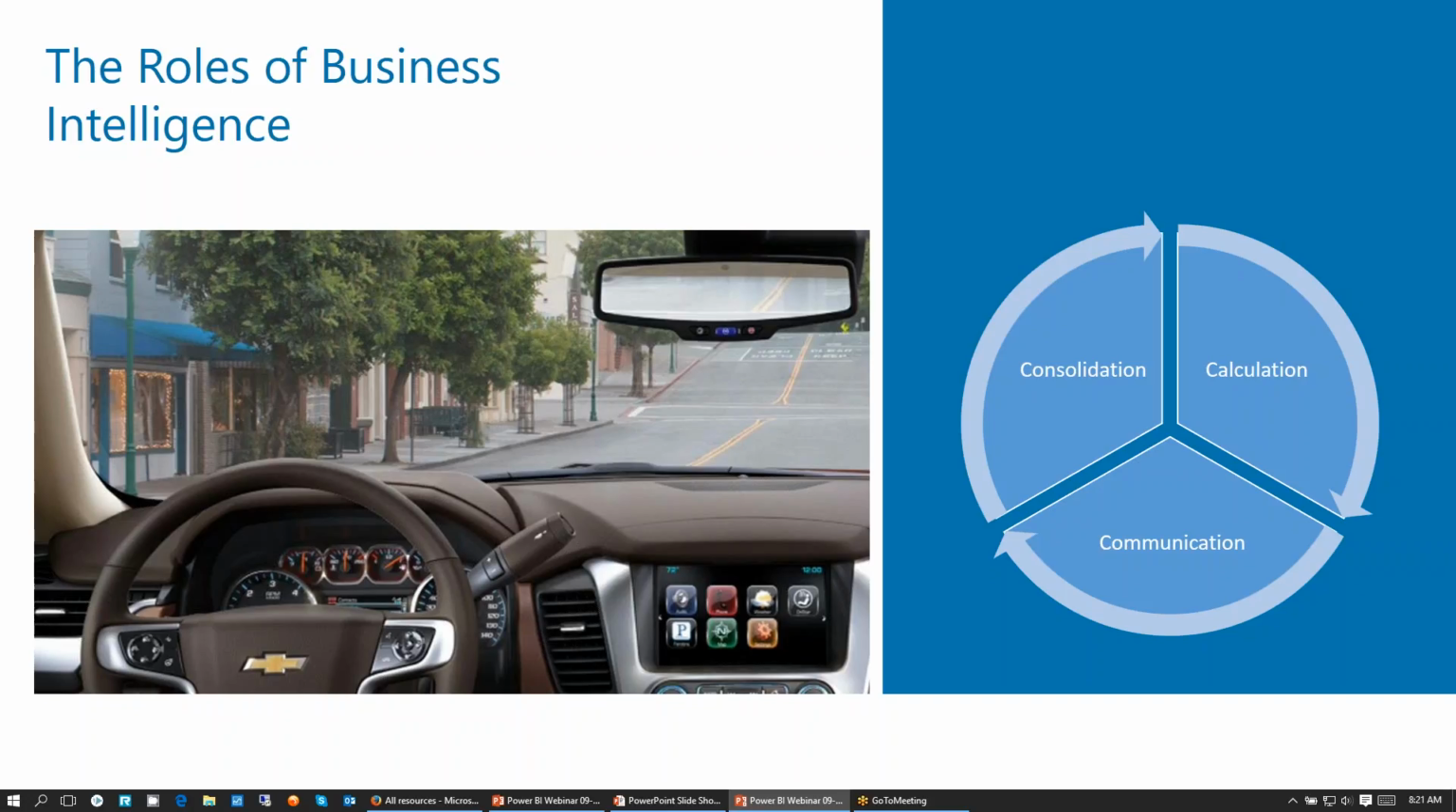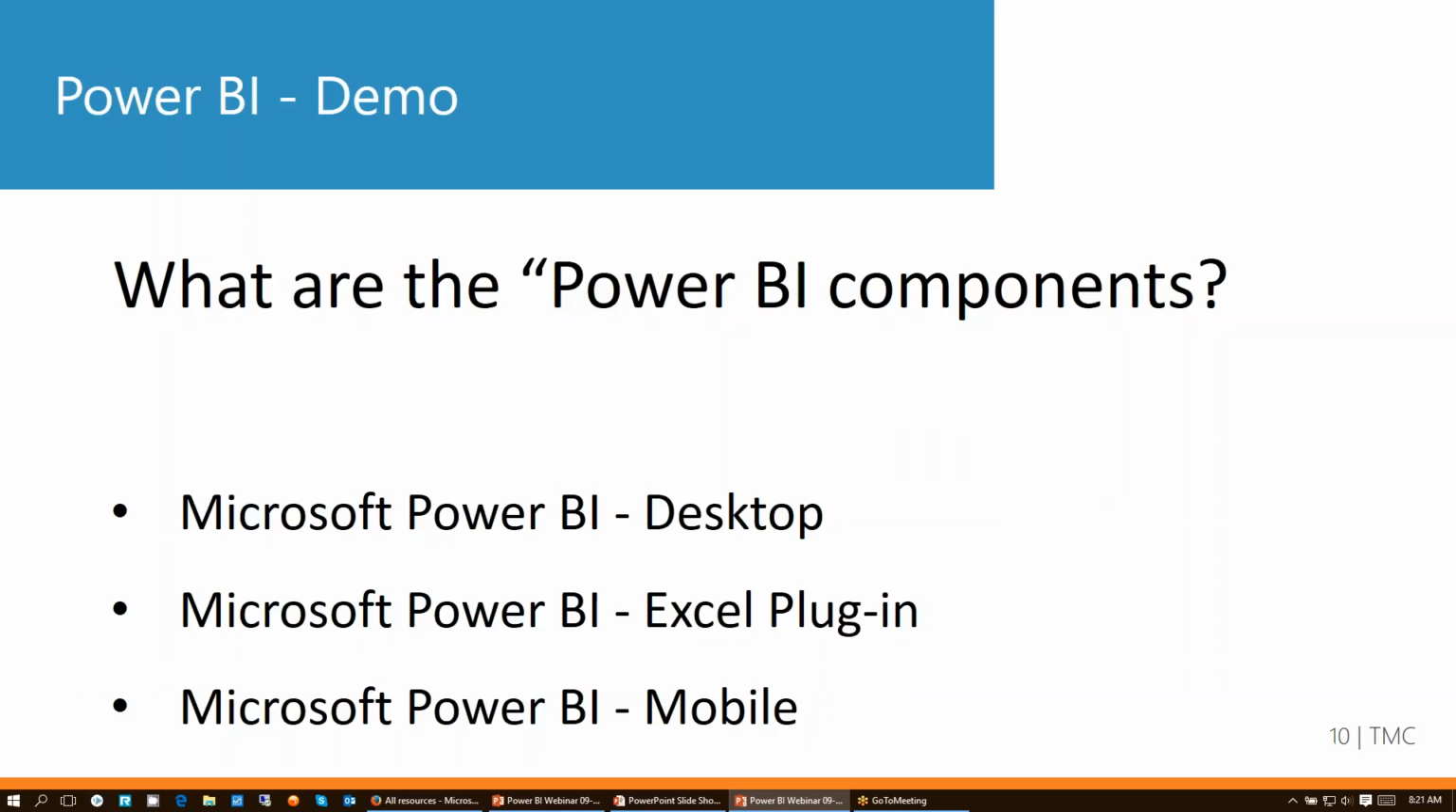All of those pieces taken together allow me to successfully drive my car, and I need all of those same three components inside business intelligence to make the whole package work properly. And one of those pieces, Power BI, allows me to do all the communication bits and pieces. So what do you get in Power BI? Again, we get the desktop, we get the Excel plugin, and we get the mobile.